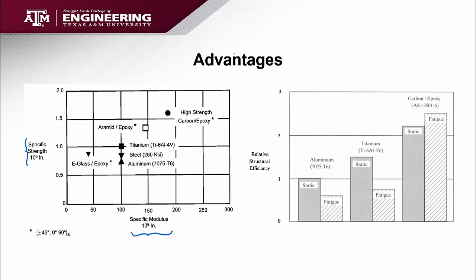Another way that composites have an advantage is through the relative structural efficiency. So if you look at the efficiency of the material as you go from aluminum to titanium to carbon epoxy, the structural efficiency increases because it's easier to directly shape carbon fiber composites into the shape that you need for your design. You have much better control than is possible by machining aluminum or titanium.